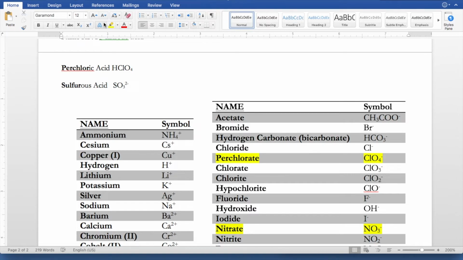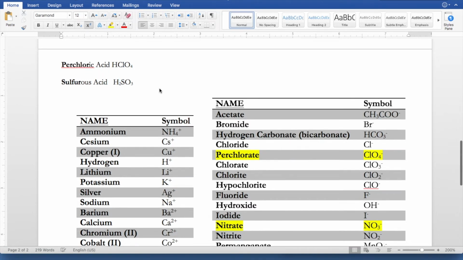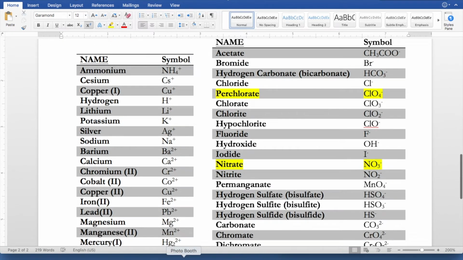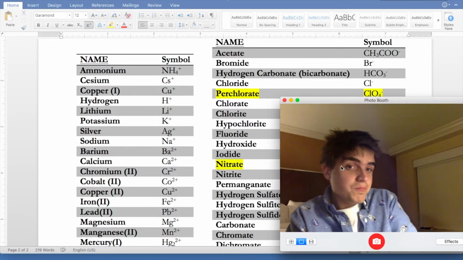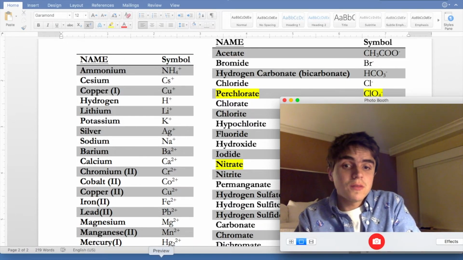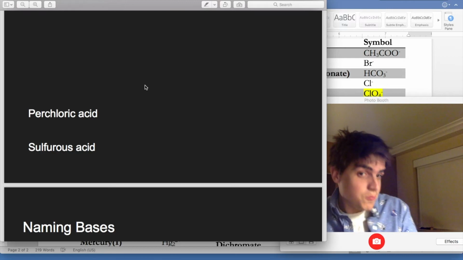Well, okay, that's easy enough. Each H is a plus, so if I want to get rid of 2 minuses, I need 2 pluses. So I'm going to write it H2SO3. Okay, I feel really good about this. It's not too bad. Actually, it's more than not too bad. It's basically straightforward.